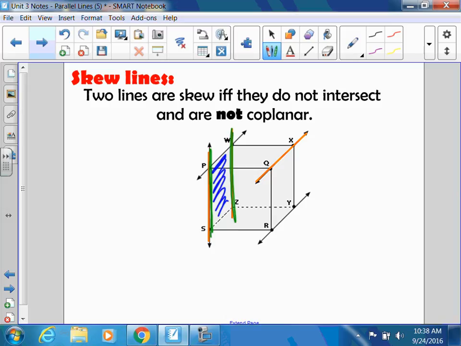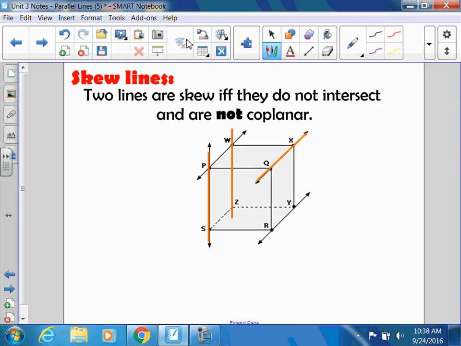There are cases where you have lines that do not intersect but also are not in the same plane. An example of that would be PS and XQ. PS and XQ are never going to intersect, but they also don't share a plane, and those are called skew.